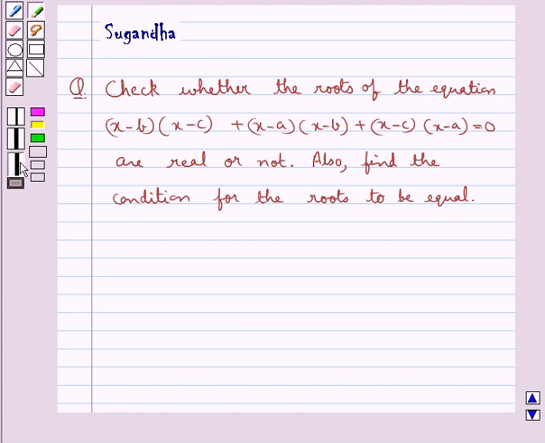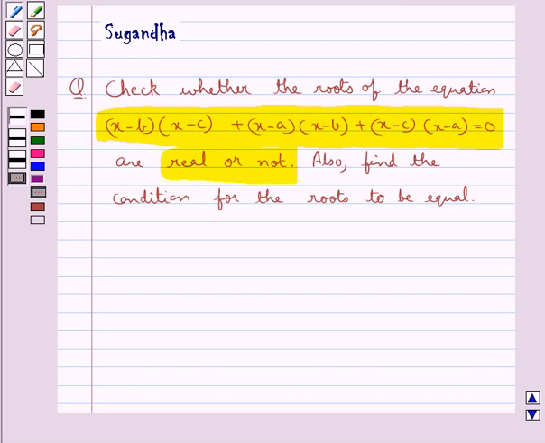In this session, we discuss the following question which says, check whether the roots of the equation (x - b)(x - c) + (x - a)(x - b) + (x - c)(x - a) = 0 are real or not. Also find the condition for the roots to be equal.